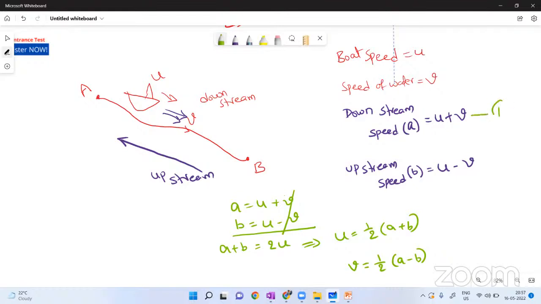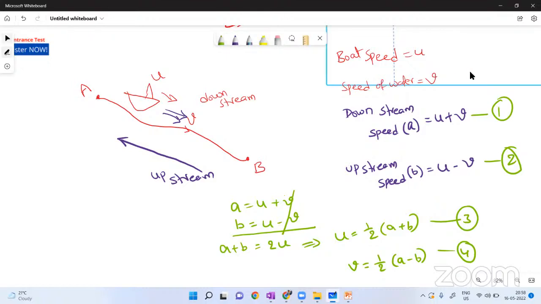Guys, remember, first equation, second equation, third equation, fourth equation. These four are very important, and first of all, take a screenshot of this. This is very important. Done. So using these four equations, we are going to solve all the problems from boats and streams.